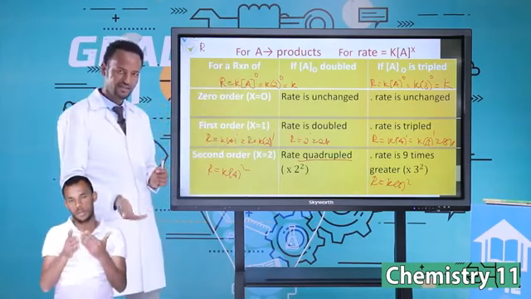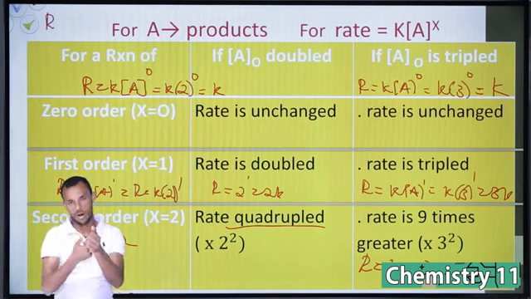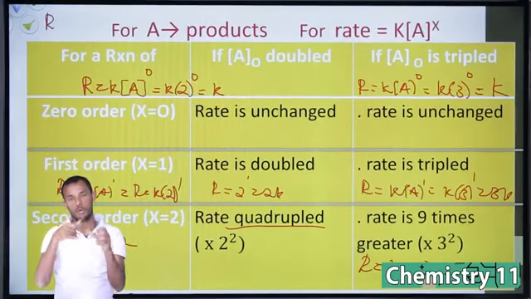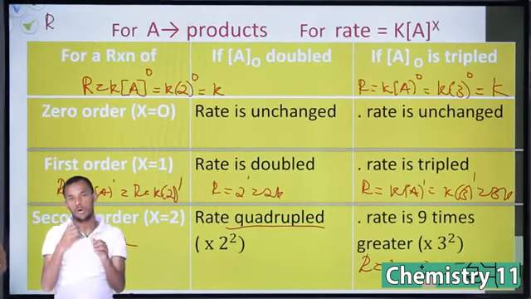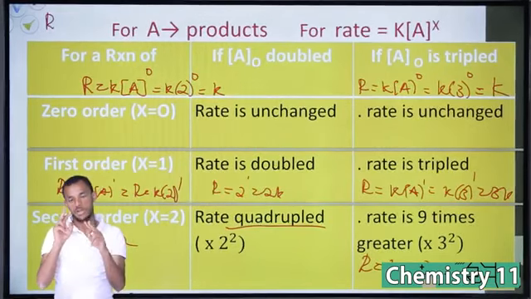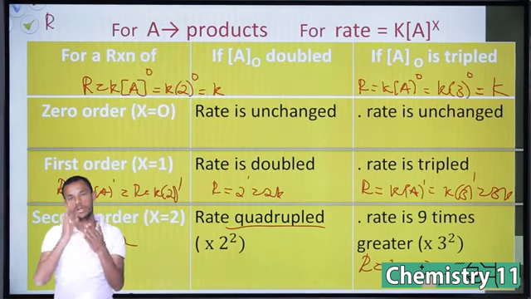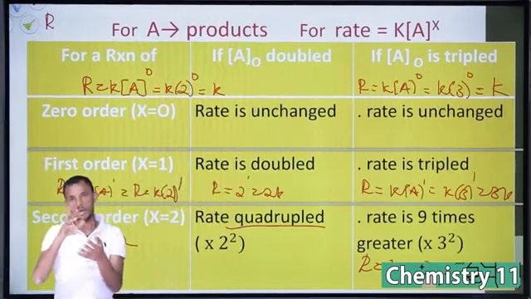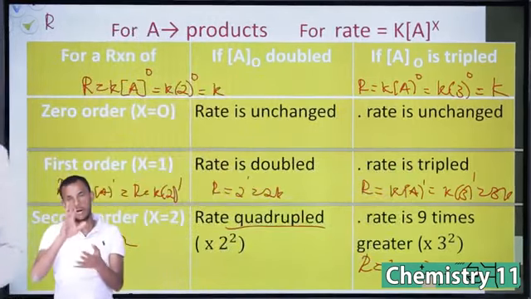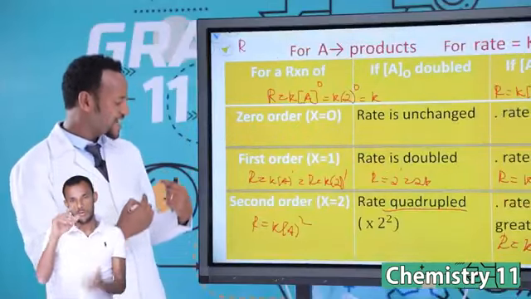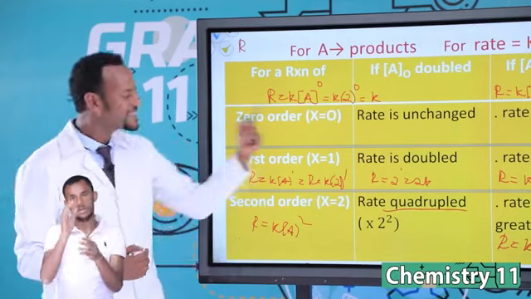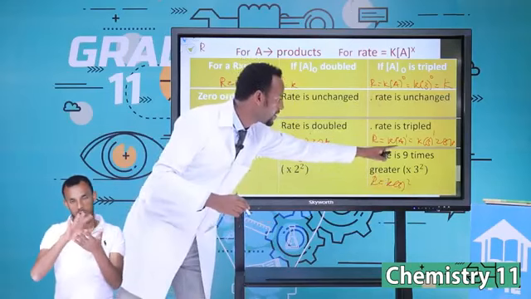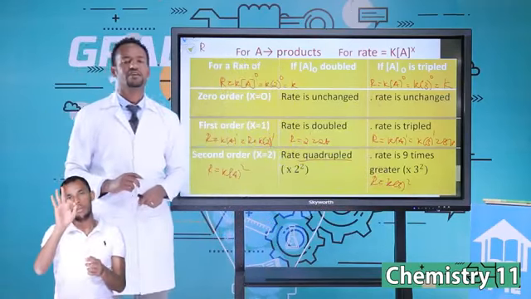This table simply indicates that for a zero order reaction, when the concentration increases or decreases, rate is unchanged. Rate is constant. Which order of reaction does not depend on concentration? Zero order reaction, because any number to the power of 0 is 1. For first order reaction, the concentration is doubled, to the power of 1, rate is doubled. The concentration is tripled, rate is tripled. For second order reaction, concentration is doubled, rate is quadrupled, because of the power of 2. Concentration is tripled for second order, 3 to the power of 2, rate increases 9 times.